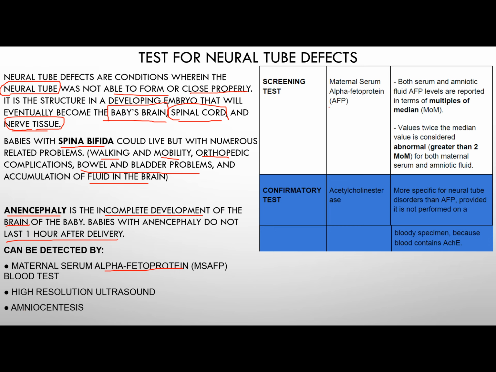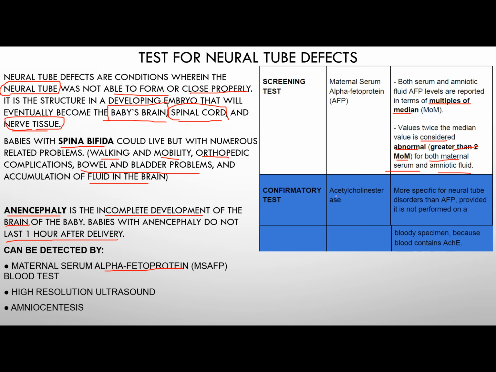amniocentesis. So the screening test for neural tube defect is your AFP, maternal serum AFP. Both serum and amniotic fluid AFP levels are reported in terms of multiples of median or MoM. Values twice the median value are considered abnormal, meaning greater than 2 MoM is considered abnormal for both maternal serum and amniotic fluid. So if you are positive for maternal serum AFP, meaning the AFP of the mother is abnormal, you need to do a confirmatory test.